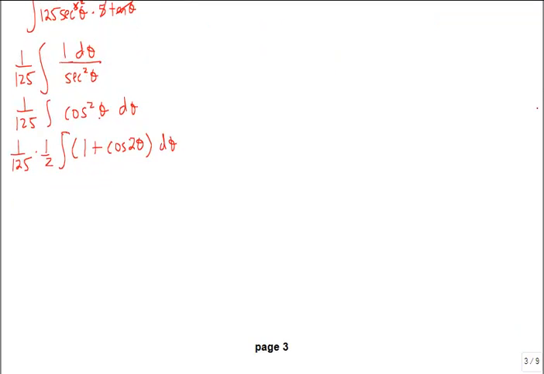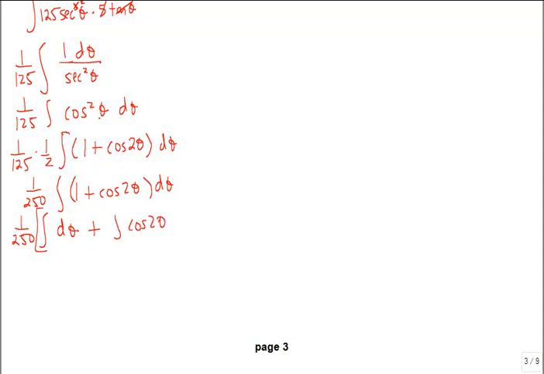So 125 times 2 is 250, and this is going to be a 1 plus cosine 2 theta d theta. If you need to, you can break this up into 2 separate integrals. So we're going to have just the d theta plus the integral of cosine 2 theta d theta. So what's the integral of just d theta? Well, that's theta. The derivative of theta is 1, so the antiderivative of 1 would be theta.